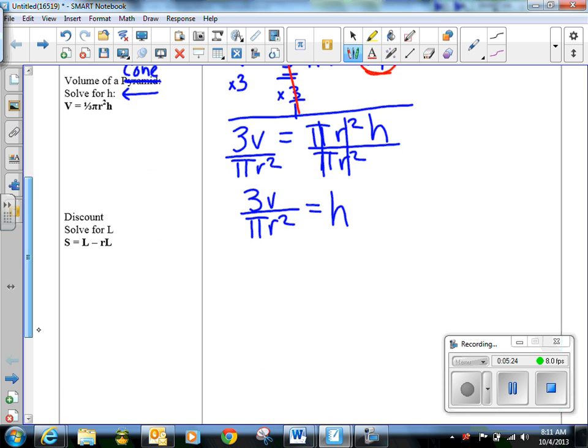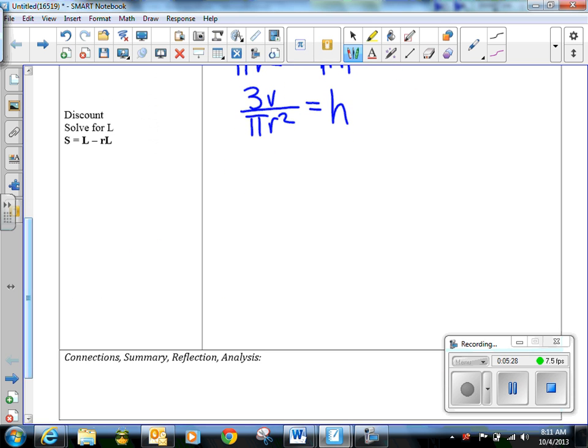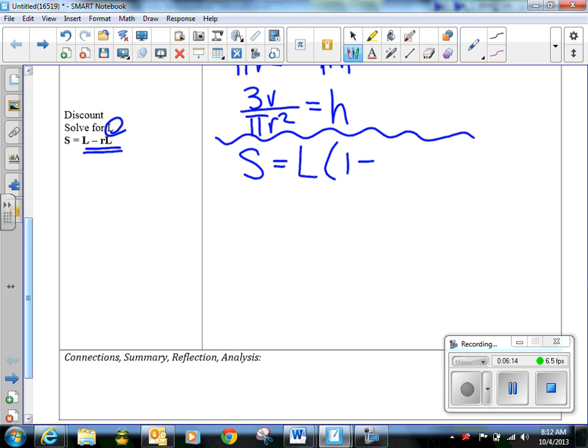Okay, let's go ahead and move on to the discount. For discount, it says S equals L minus RL, and it's telling us to solve for L. Well, we have two L's there, and we've talked about like terms, and we can't combine the L and the RL because they're not like terms. But there's something we can do. We're going to factor that L out of this side of the equation. By factoring, I'm talking about kind of like reverse distributive property. So I have S, and it's going to equal L times the quantity 1 minus R.